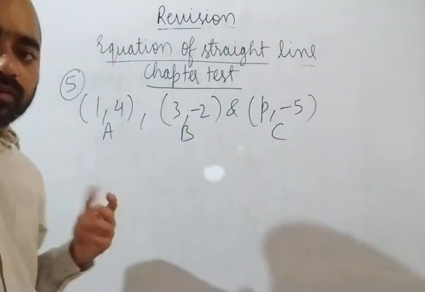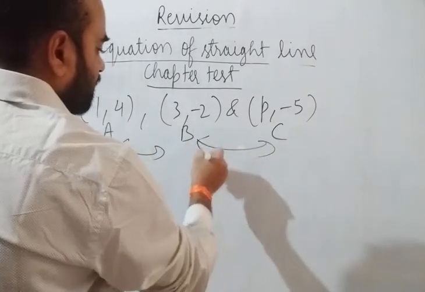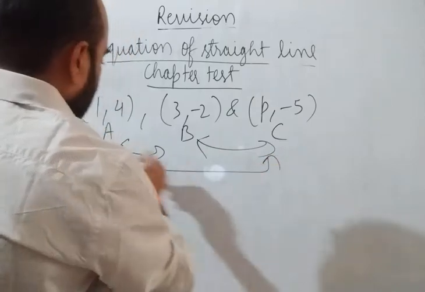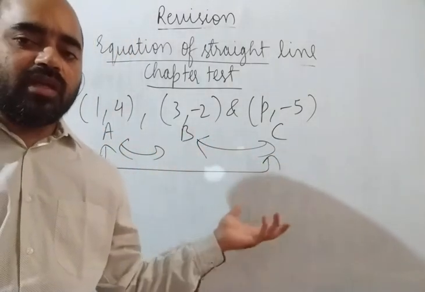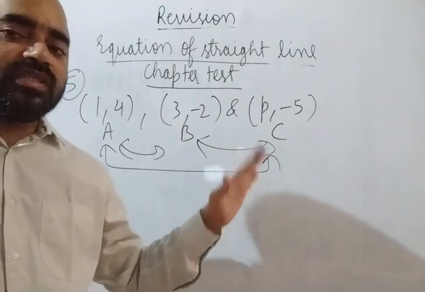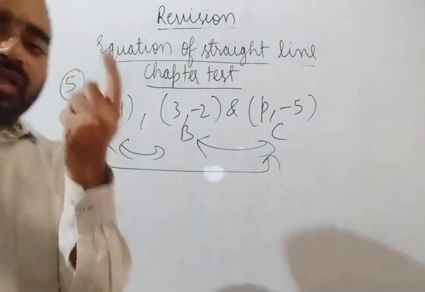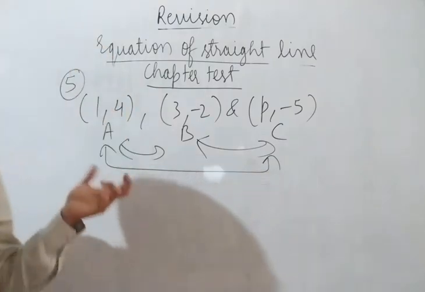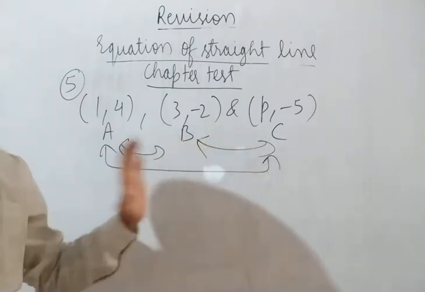Slopes will be equal. Slopes means slope of AB, slope of BC and slope of AC. If all three points are lying on the same line, it means the points are collinear. It means only one line is there. Therefore the slope from any two points will be the same: slope of AB, slope of BC or slope of AC.